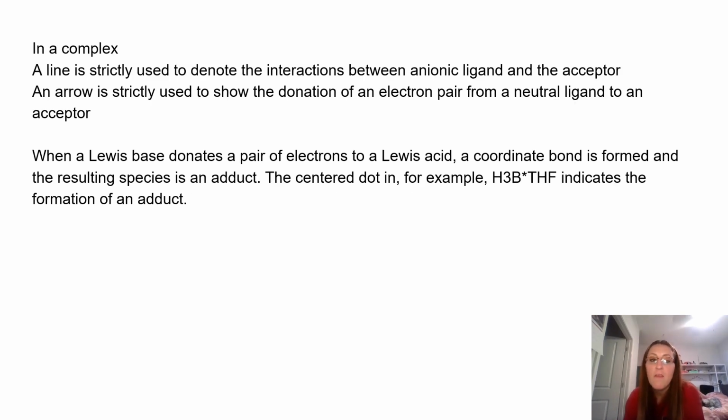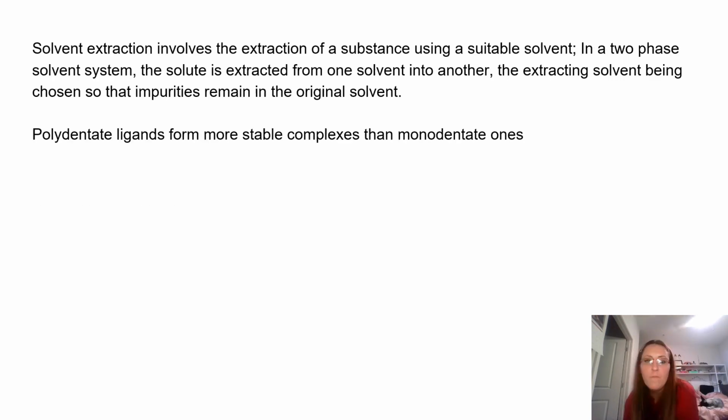In a complex, a line is strictly used to denote the interactions between anionic ligand and the acceptor. An arrow is strictly used to show the donation of an electron pair from a neutral ligand to an acceptor. When a Lewis base donates a pair of electrons to a Lewis acid, a coordinate bond is formed and the resulting species is an adduct. The centered dot in, for example, H3B·THF indicates the formation of an adduct.